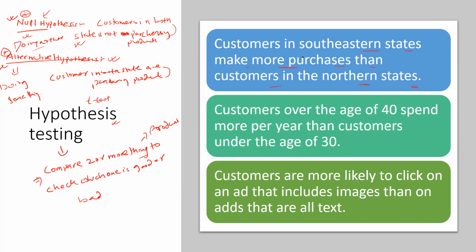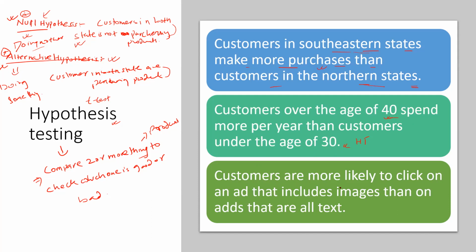For example, here, are customers in southeastern states making more purchases, or customers in northern states? We are comparing two states' information to figure out which one is making more purchases. Likewise, my second hypothesis test would be: customers over the age of 40 spend more per year than customers under the age of 30. Which group is spending more? So this can be another hypothesis test.